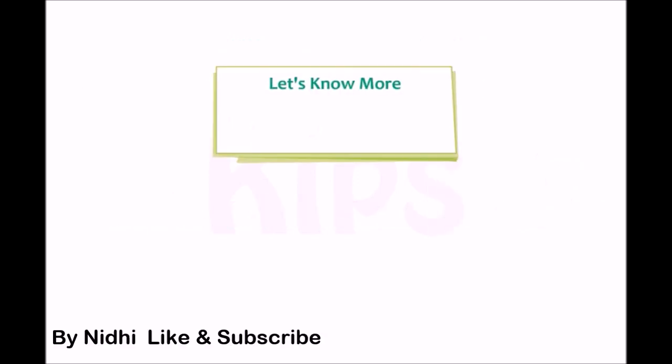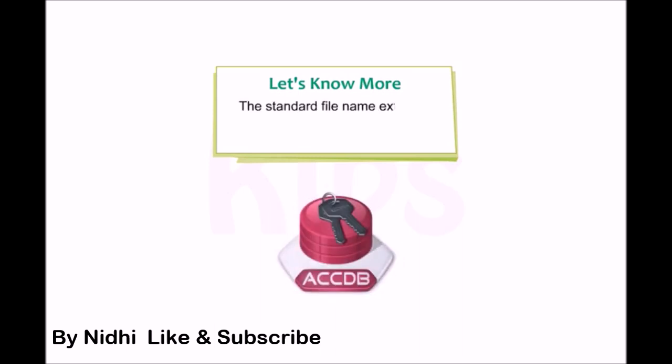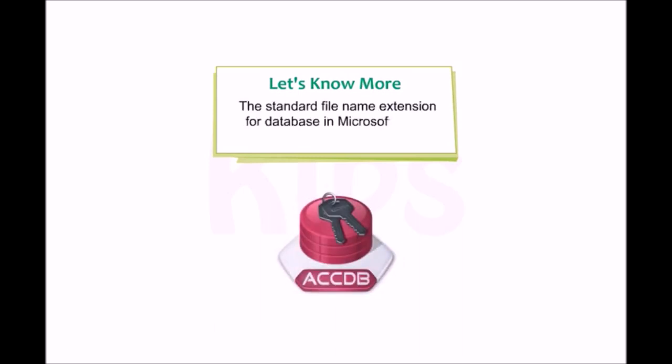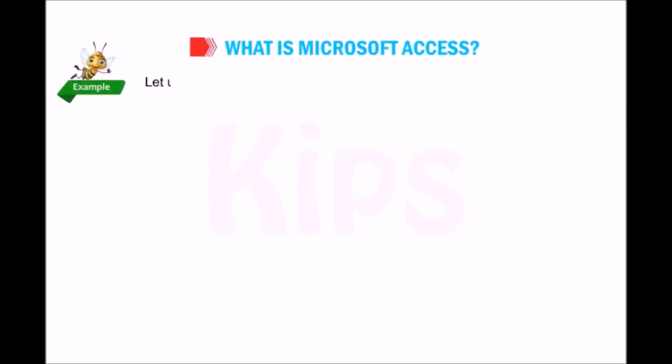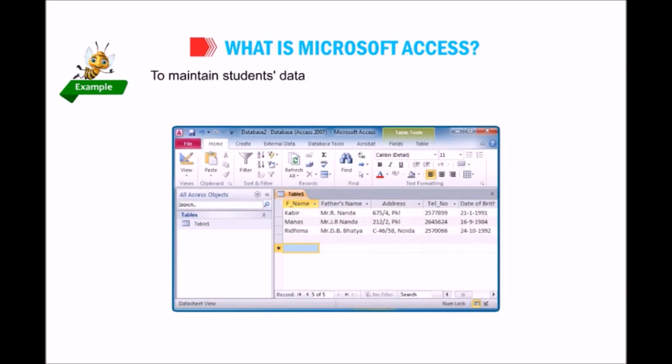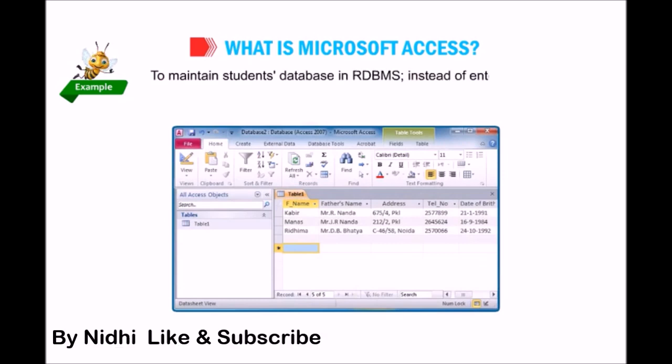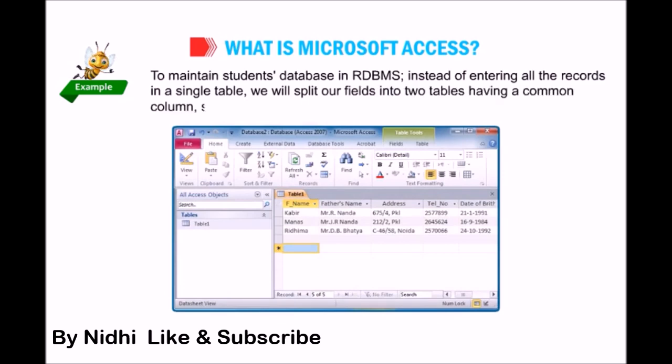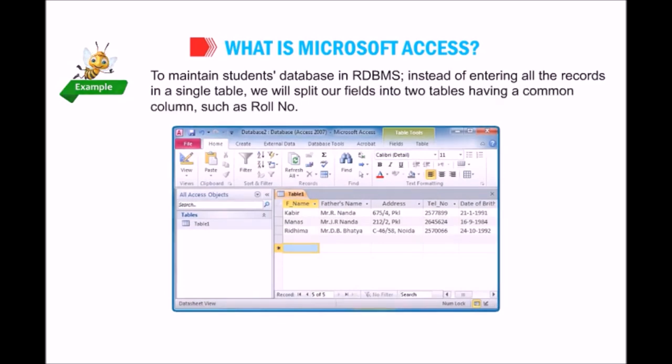Alright students, let us know more. The standard file name extension for a database in Microsoft Office Access 2010 is .accdb. Let us understand the concept of relationship with the help of an example. To maintain a students' database in RDBMS, instead of entering all the records in a single table, we will split our fields into two tables having a common column such as roll number.